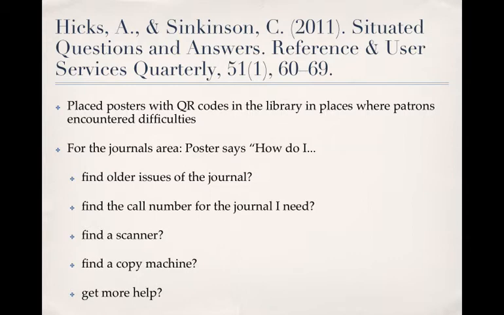You're going to be reading this article this week by Allison Hicks and Caroline Sinkinson, where they put QR codes in the library in places where patrons have difficulty. So, for example, in the journals area, the poster says, how do I find older issues of the journal? Find call numbers for the journal I need. Find a scanner, find a copy machine, get more help. So it's contextually relevant help content with a QR code that links them to that help content.